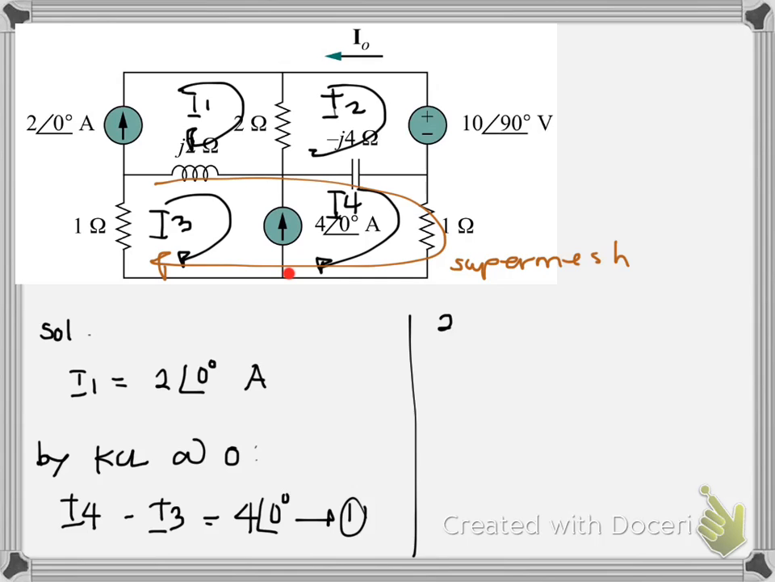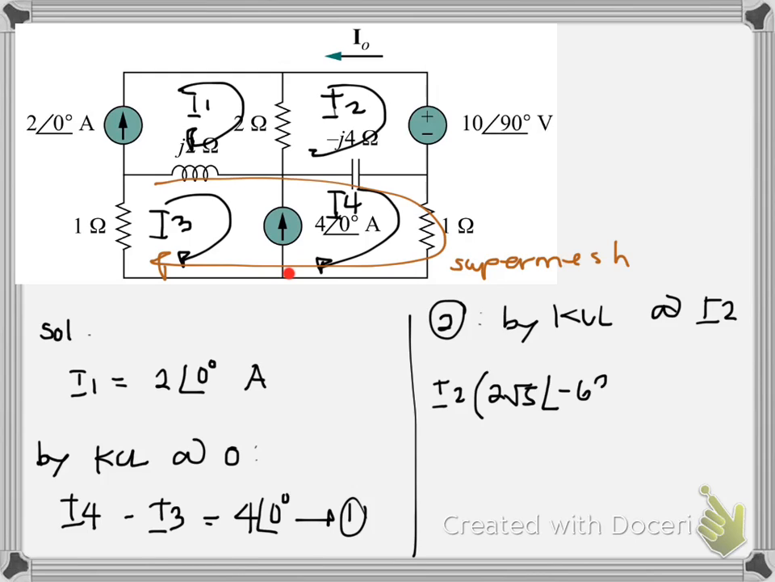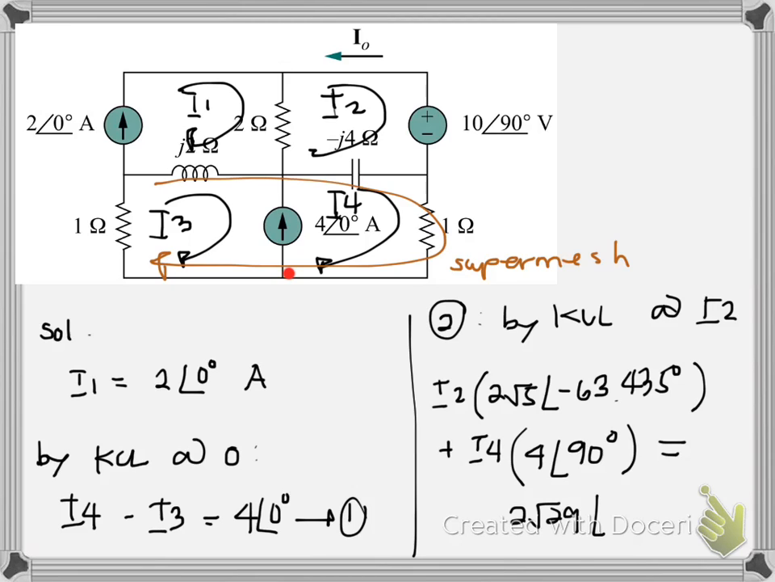And for the second equation, by KVL at I2, the equation we could form is I2 times 2 square root of 5 angle negative 63.435 plus I4 times 4 angle 90 equals 2 square root of 29 angle minus 68.199. Equation 2.